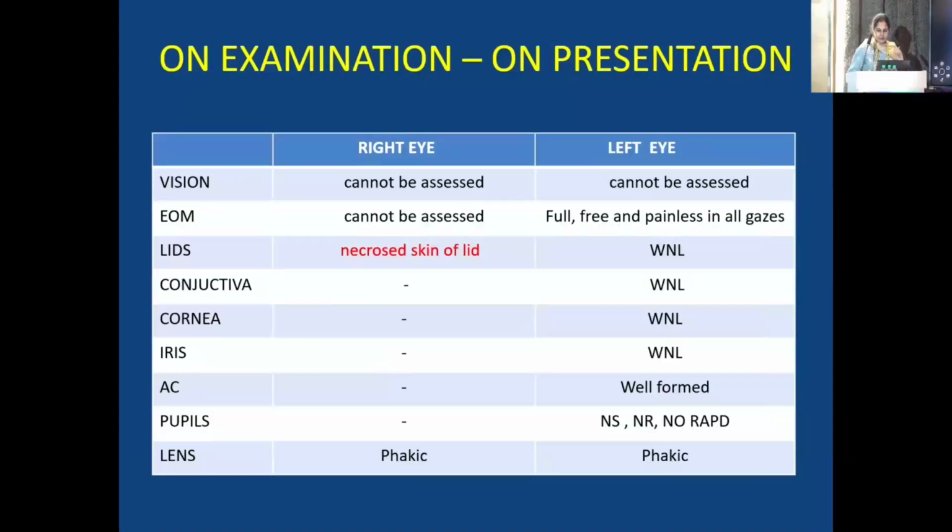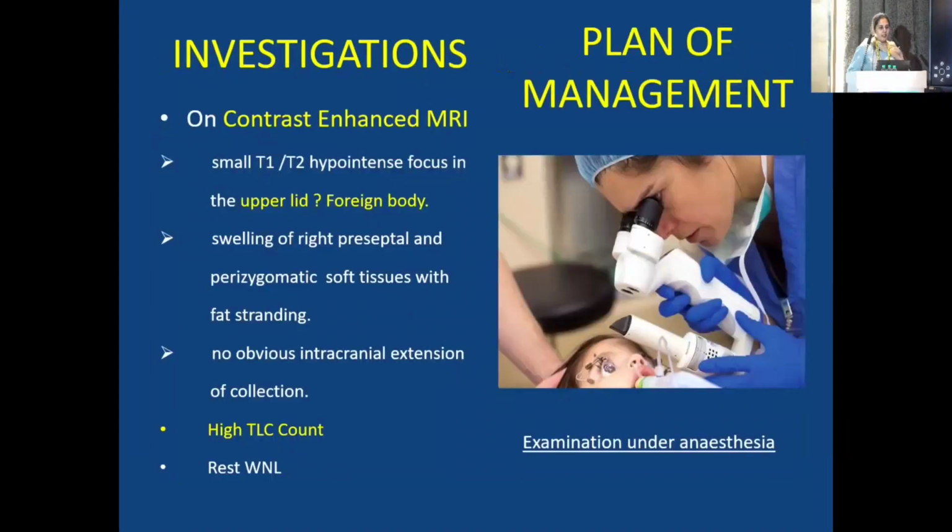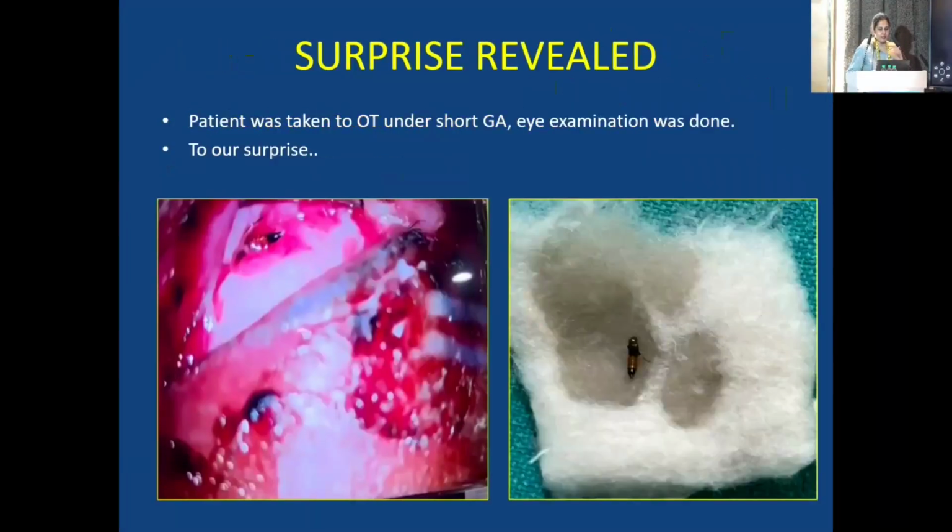were within normal limits. On contrast-enhanced MRI, a small T1, T2 hypointense focus in the upper lid was present, query foreign body, with swelling of the right preseptal and perizygomatic soft tissue with fat stranding, and no obvious intracranial extension or collection. High TLC count, rest was within normal limits, and so the plan of management was examination under anesthesia.